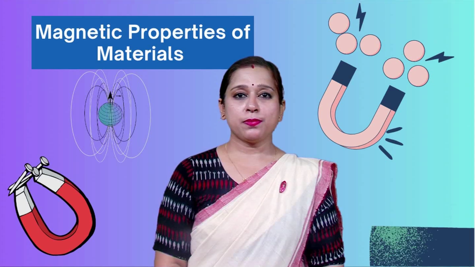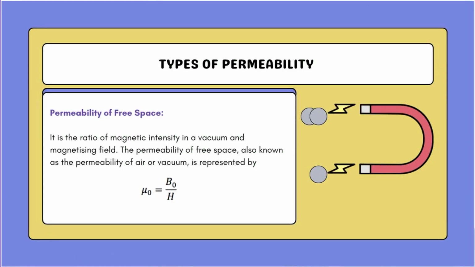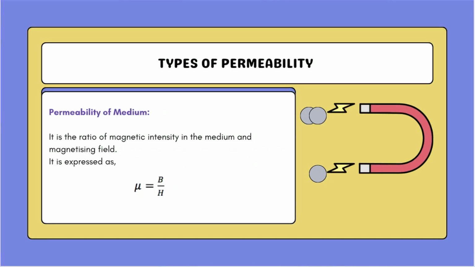There are different types of permeability. Permeability of free space: it is the ratio of magnetic intensity in vacuum and magnetizing field. The permeability of free space is also known as the permeability of air or vacuum. It is represented as mu naught is equal to B naught by H. Permeability in a medium: it is the ratio of magnetic intensity in the medium to the magnetizing field. That is, mu is equal to B by H.